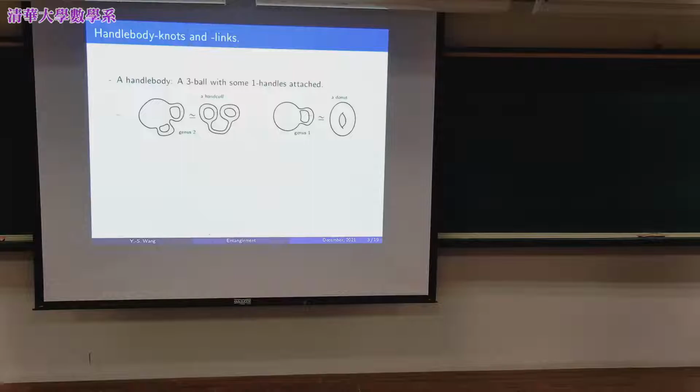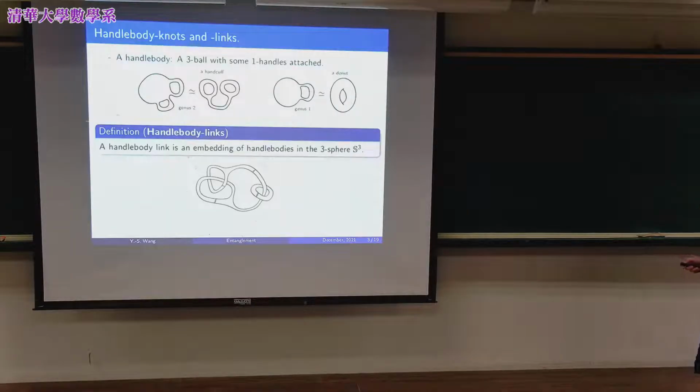It's topologically equivalent to something that looks like a handcuff. And this is a genus 1 handle body because you just have 1 handle, and it's topologically equivalent to a solid torus. Okay, so that's clear. That's what we call a handle body. And a handle-body link is then an embedding of finitely many handle bodies in an oriented 3-sphere.